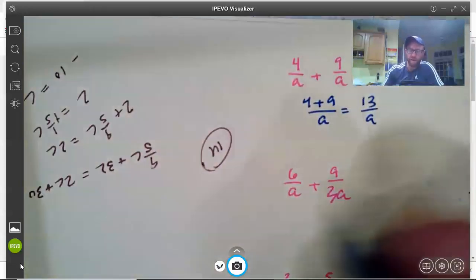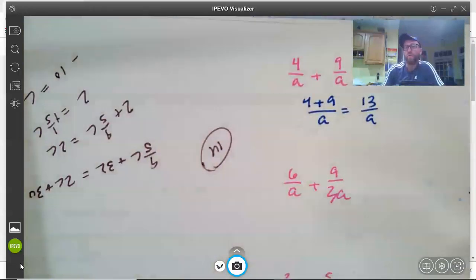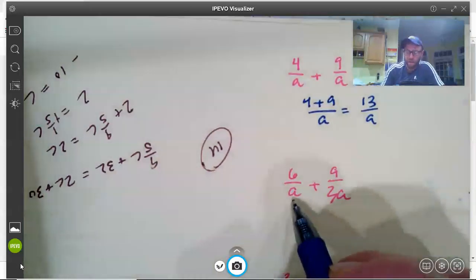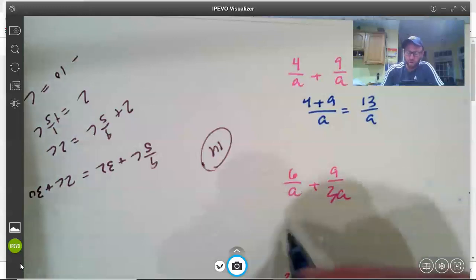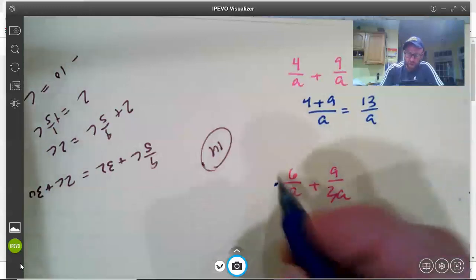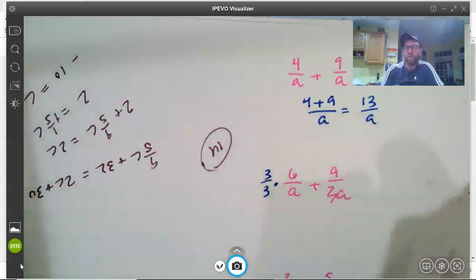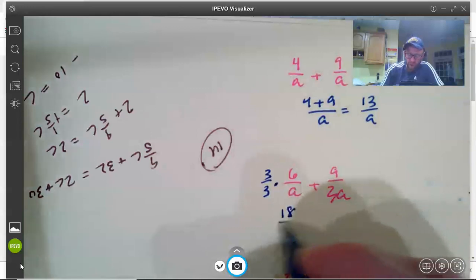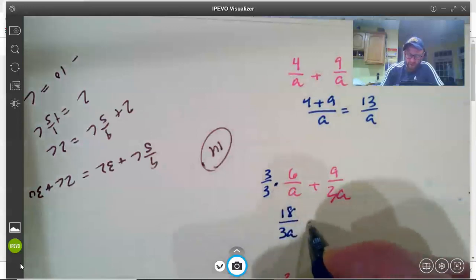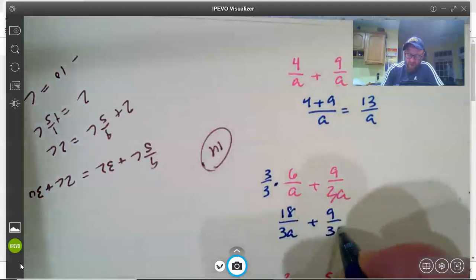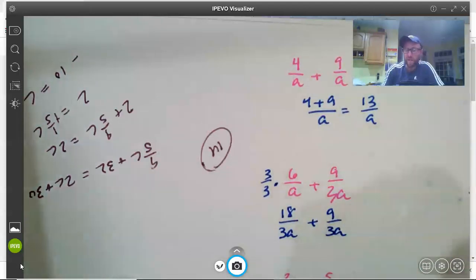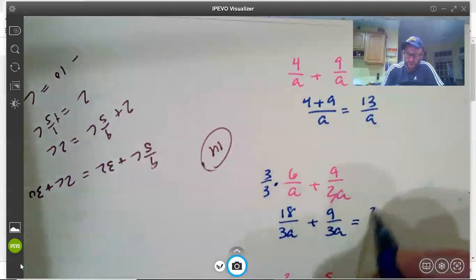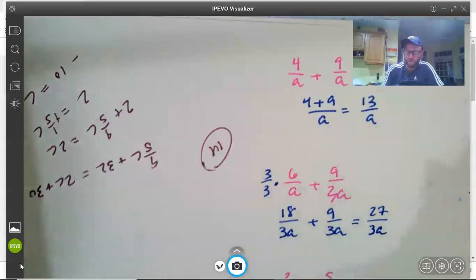Down here, I've got 6 over a, and I have 9 over 3a. Not a common denominator, but I can make it a common denominator if I can have a 3 over here. So what I'm going to do is I'm going to multiply this fraction by 3 over 3. So I'm just sort of scaling it up, and I'm going to end up with 18 over 3a plus 9 over 3a, and now I can add them together because they have a common denominator. And that's 27 over 3a.